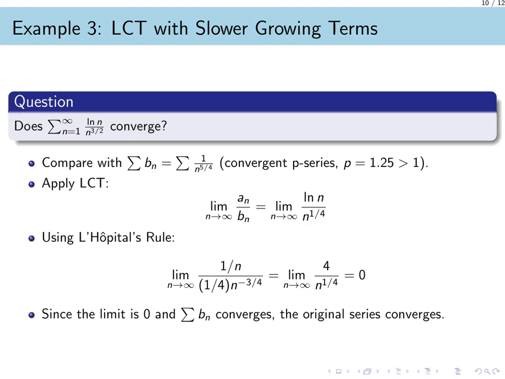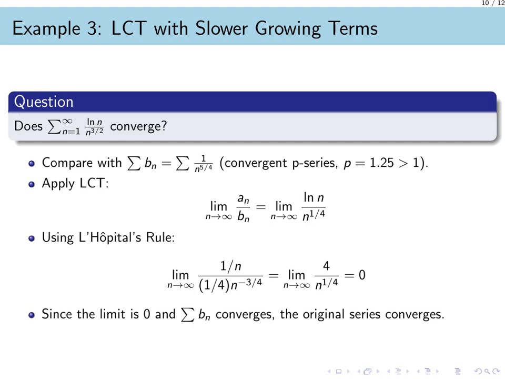Let us choose our comparison series, b sub n, to be 1 over n to the power of 5/4. This is a convergent p-series since the exponent 5/4 is greater than 1. Now we compute the limit of the ratio a sub n over b sub n. After simplifying the fraction, we are left with the limit of the natural log of n divided by n to the power of 1/4. This is an infinity over infinity indeterminate form, so we use L'Hopital's rule.